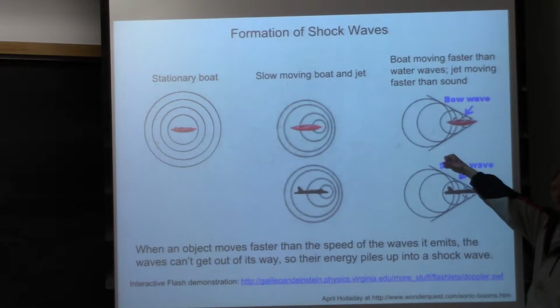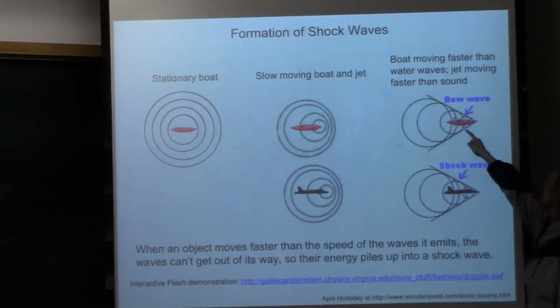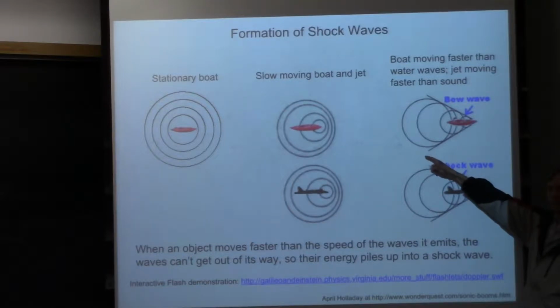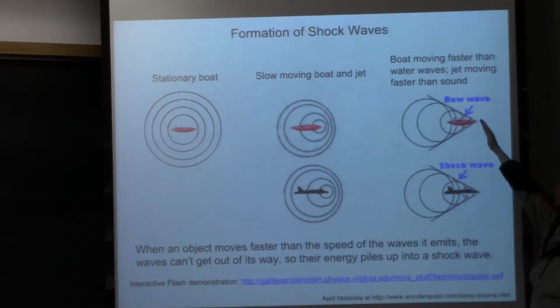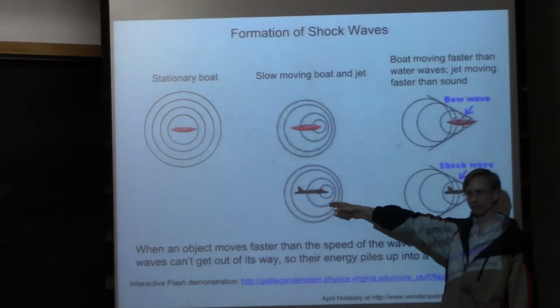If the boat is moving faster than the ripples, then you get the formation of what's called a bow wave, where you get these two lines along the surface of the water where the wavefronts line up with one another, because you can't have any of them in front of the boat, since it's moving faster than the ripples do. And a similar diagram for sound coming out of our jet.